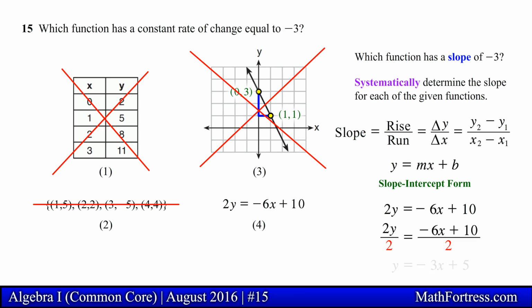We then simplify both sides of the equation. Doing that, we obtain the following expression. Writing the equation in slope-intercept form allows us to clearly see that the slope of this linear equation is equal to -3, so option 4 is our answer.